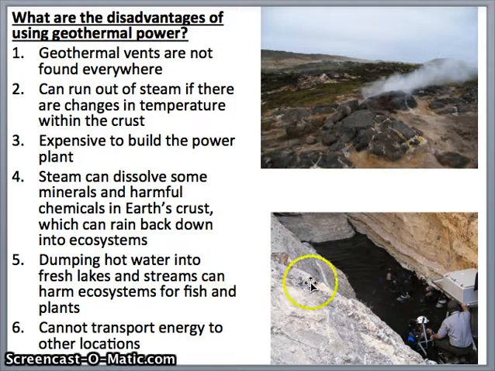Sometimes the power plants will dump hot water into fresh lakes and streams, and that could actually harm the ecosystems for fish and plants that are very sensitive to temperature. And this is what this picture is showing you. These are some scientists that are testing and seeing the effects of the different water temperature on fish that live here. But lastly, the other disadvantage is that you cannot transport the energy to other locations.